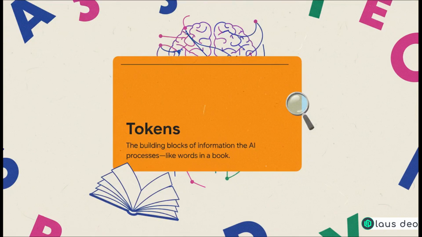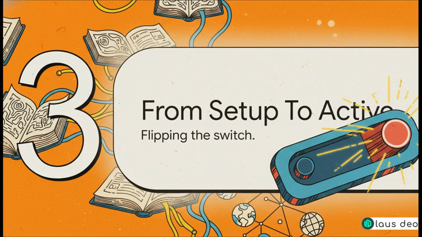So what in the world is a token? It's just how the AI breaks down language. Think of them as the building blocks of meaning. Sometimes a token is a whole word, like apple, and sometimes it's just a piece of a word, like ing. They're how it makes sense of all the text we give it. Okay, so we've built the library and we filled it with books. Now, while the AI is busy studying all that material, we can get ready for the final step, flipping the switch and bringing our new expert online.